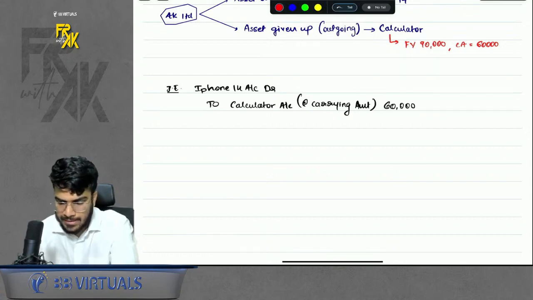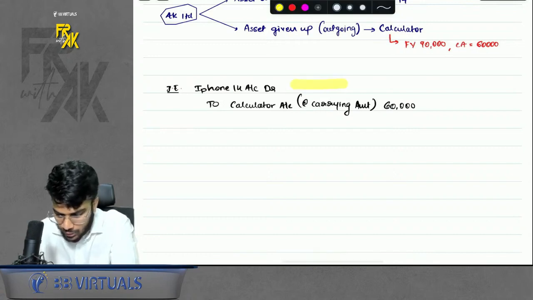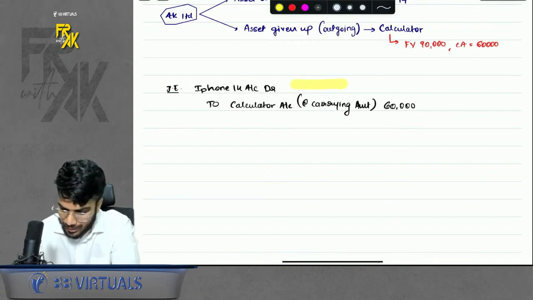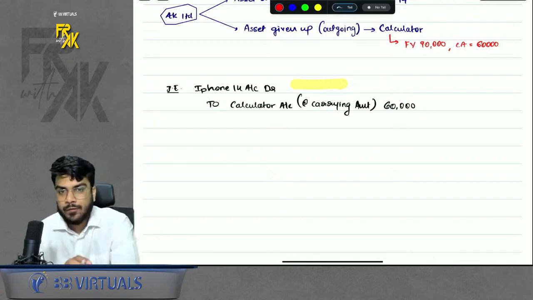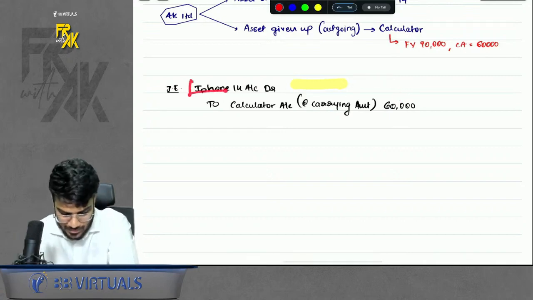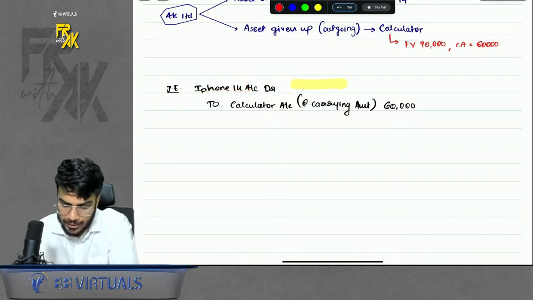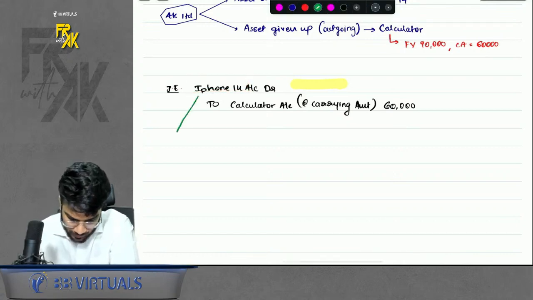Now the question which arises is, at what value will we record the incoming asset? You cannot say that you will record it at 60,000. That is not the provision, right? The provision which we are going to discuss is for the incoming asset. At what value do we record the incoming asset? So write down the provision here.